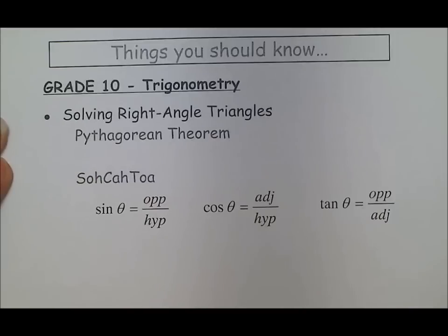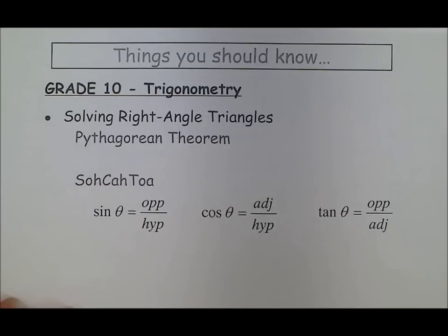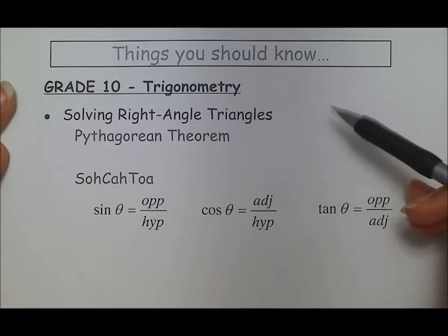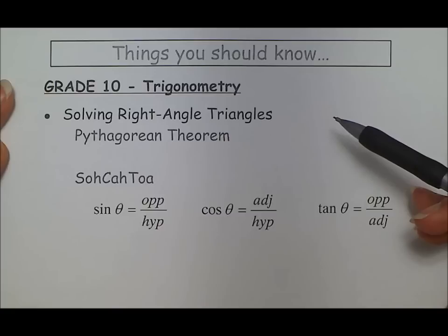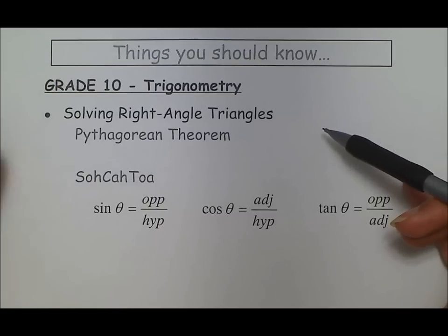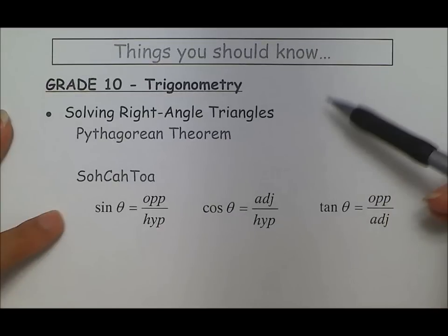One of the last concepts you learned in grade 10 math last year is trigonometry. So you looked at two types of problems. You either looked at solving right angle triangles, or you looked at solving acute triangles, which we'll see in a couple of minutes. In terms of solving right angle triangles, there are two things that you could use.